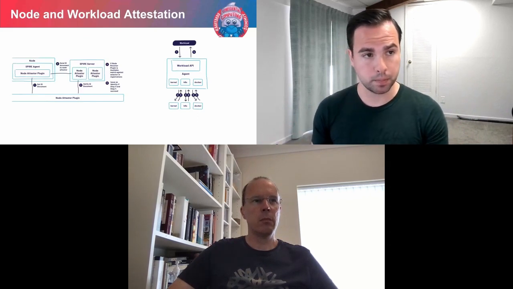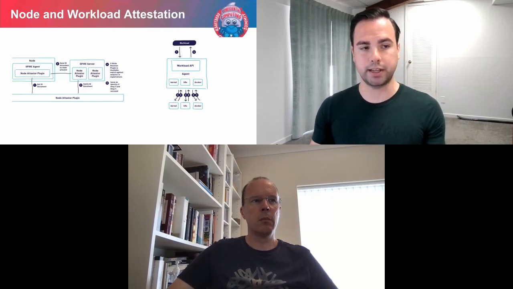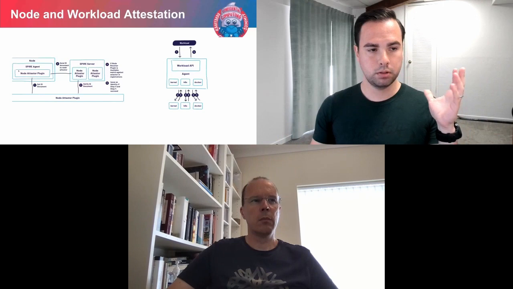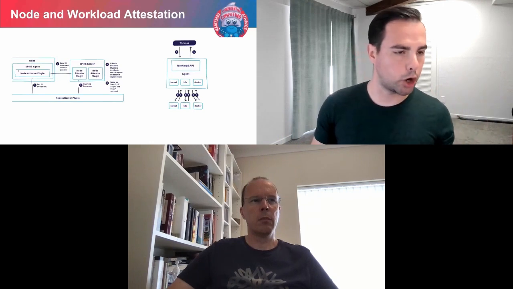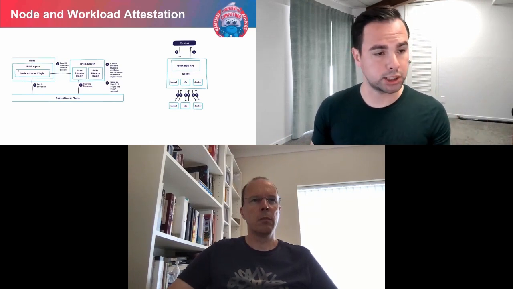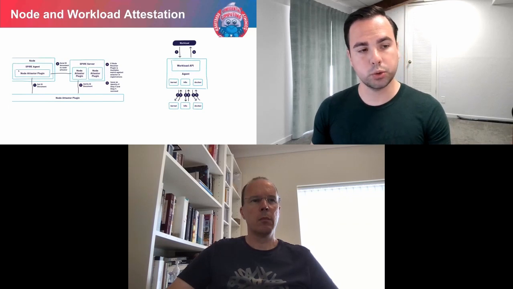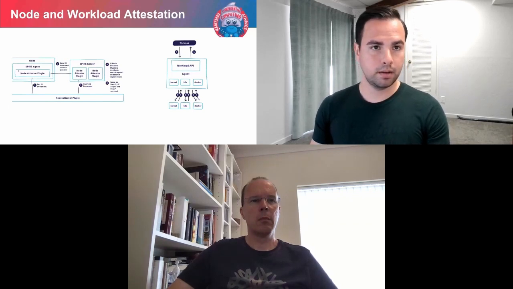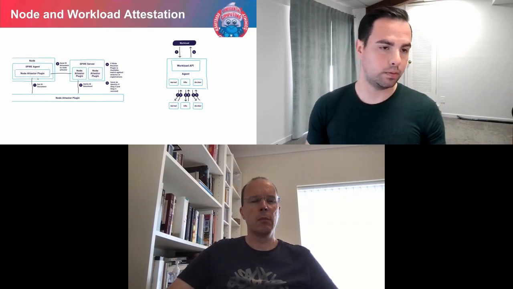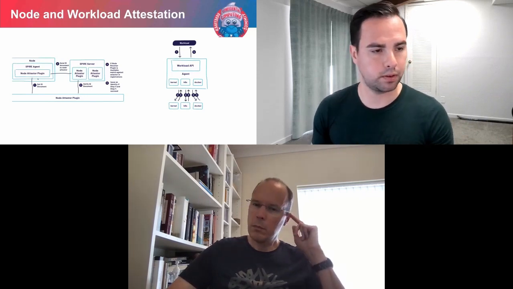But once you've bootstrapped a Spire deployment and you want to make sense of it, here are the key flows that occur. There are two stages of attestation. The first one is the node attester. So you have a node, you've deployed the Spire agent. We want to attest the integrity of that machine and the trustworthiness of that machine.